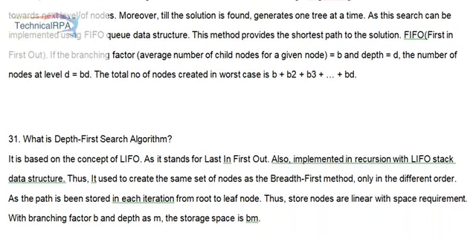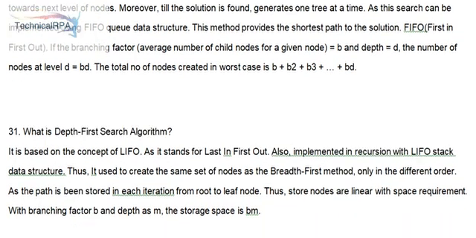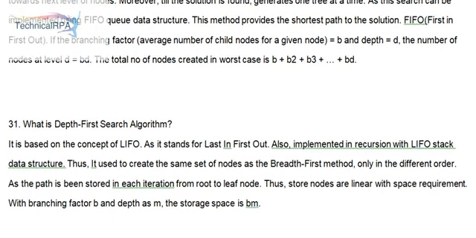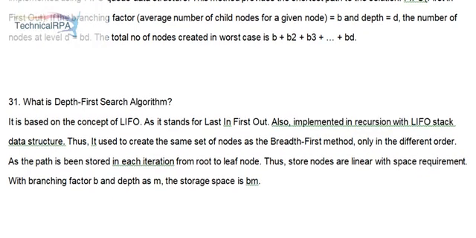The total number of nodes created in the worst case is b + b^2 + b^3 + ... + b^d. 31. What is depth first search algorithm?